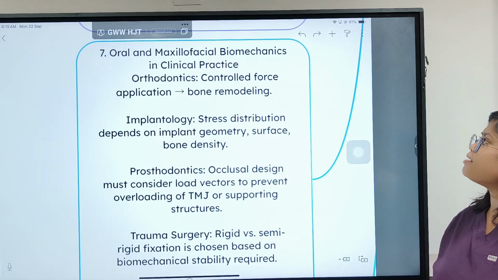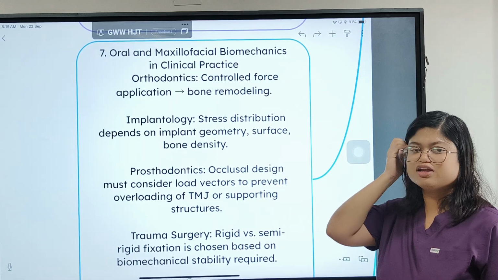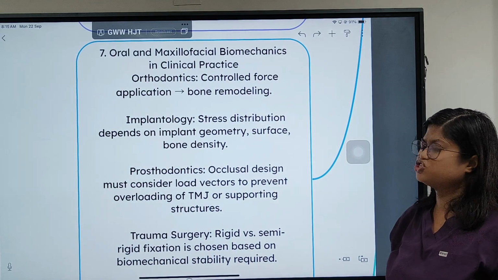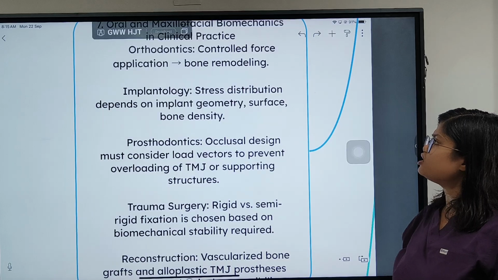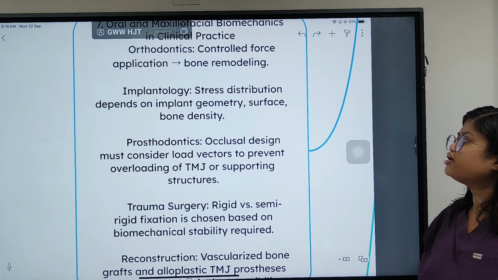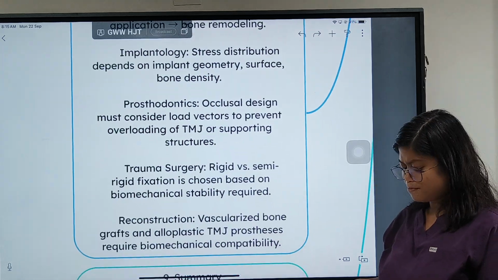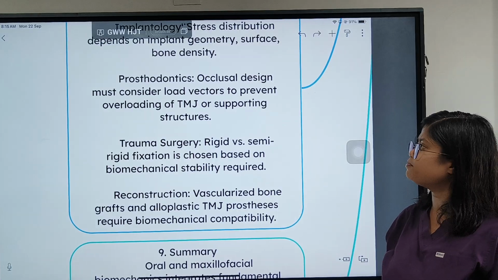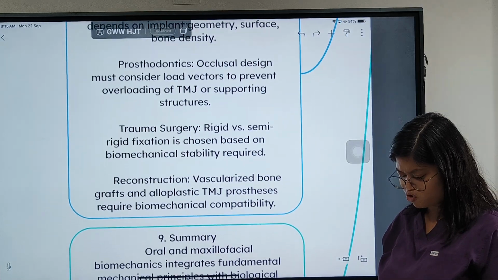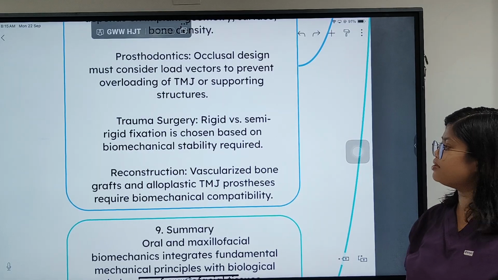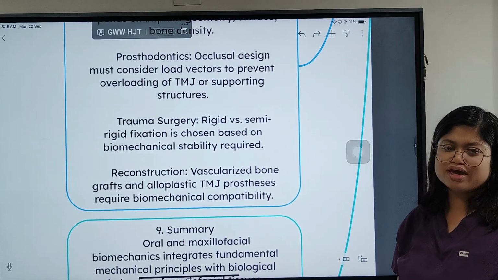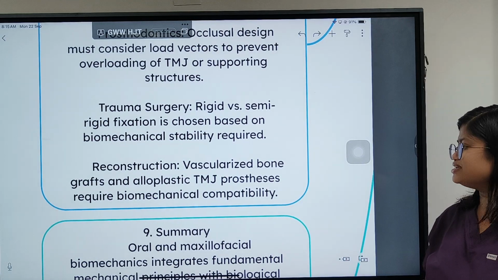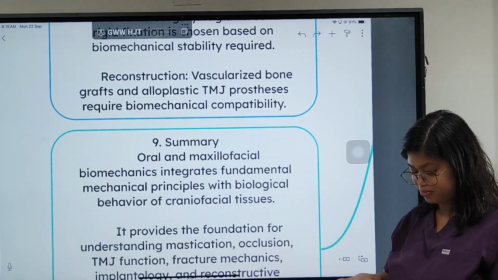Oral and maxillofacial biomechanics in clinical practice, specifically integrating all the branches of dentistry. Orthodontics focuses on controlled force application for bone remodeling. Implantology focuses on stress distribution for implant geometry, surface and bone density. Prosthodontics focuses on the occlusal design that must consider load vectors to prevent overloading of the TMJ and the supporting structures. In trauma surgery, rigid versus semi-rigid fixation is chosen based on the biomechanical stability which is required. And in reconstruction, vascularized bone grafts and alloplastic TMJ prostheses require biomechanical compatibility.